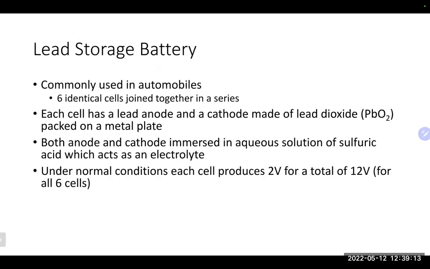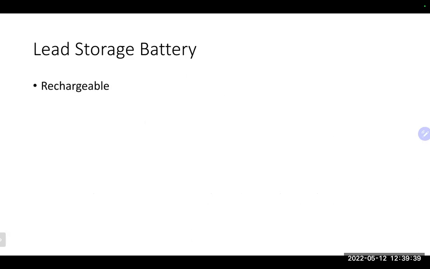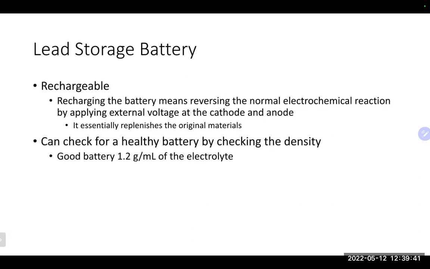Lead storage batteries are pretty much what's in our cars. There are basically 6 cells lined together, which is why most cars that have a traditional battery like that in their engine have a 12-volt battery. So 6 of them each at like 2 volts each. Each of them is a lead anode and a cathode made of lead dioxide. And a lot of them are sealed these days.